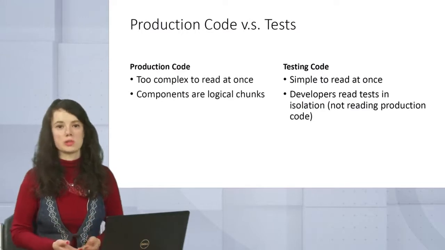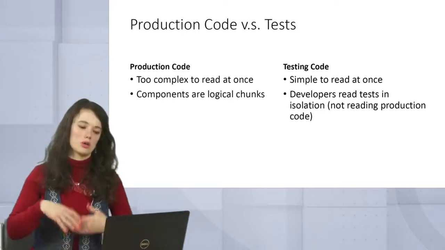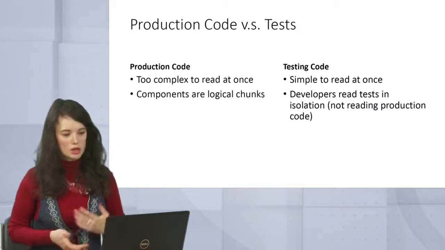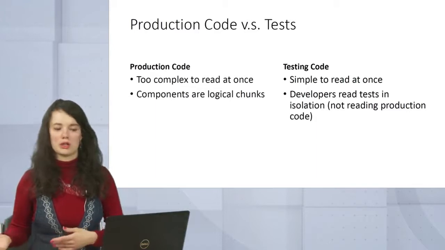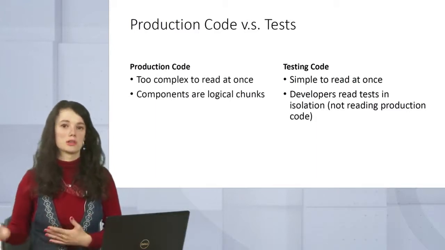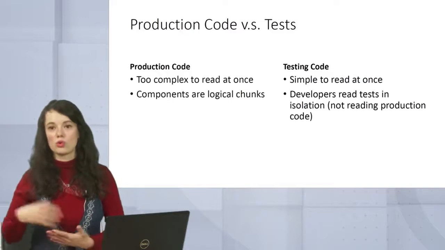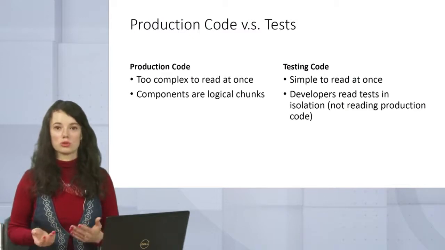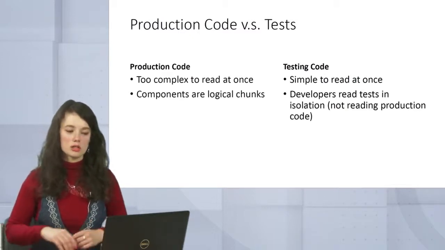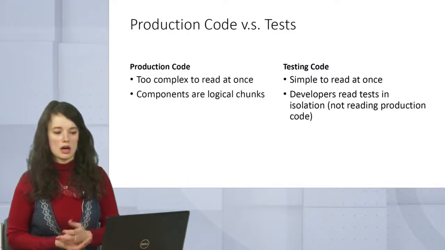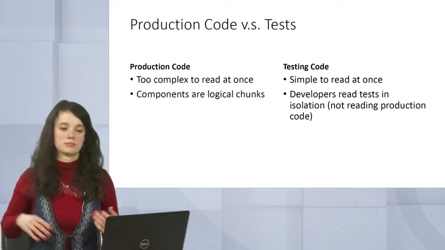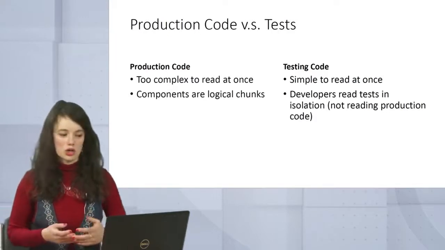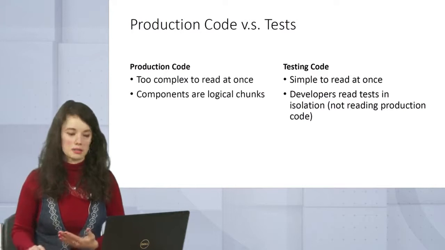What are the differences between production code and testing code, which you may find confusing? Production code is too complex to read at once, while testing code is read in the command line and should be easier to read at once and understand the cause of failure. In production code, components are logical chunks which are connected, but tests are written in isolation. We are reading tests in isolation, so they should be isolated.